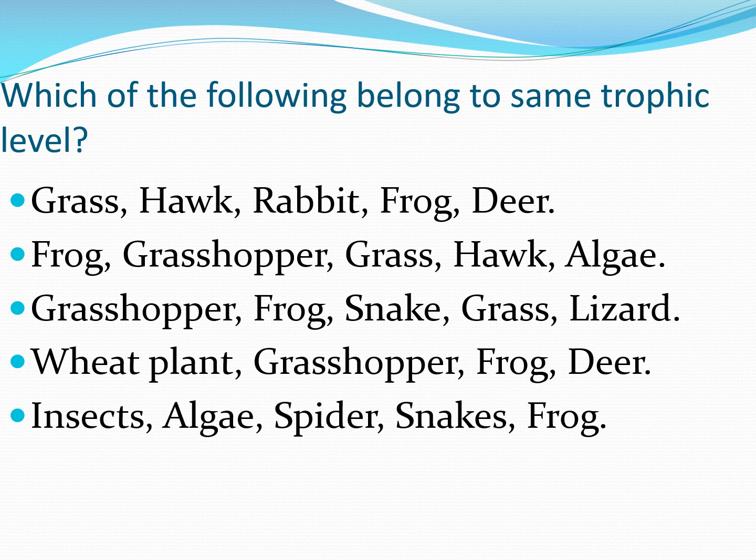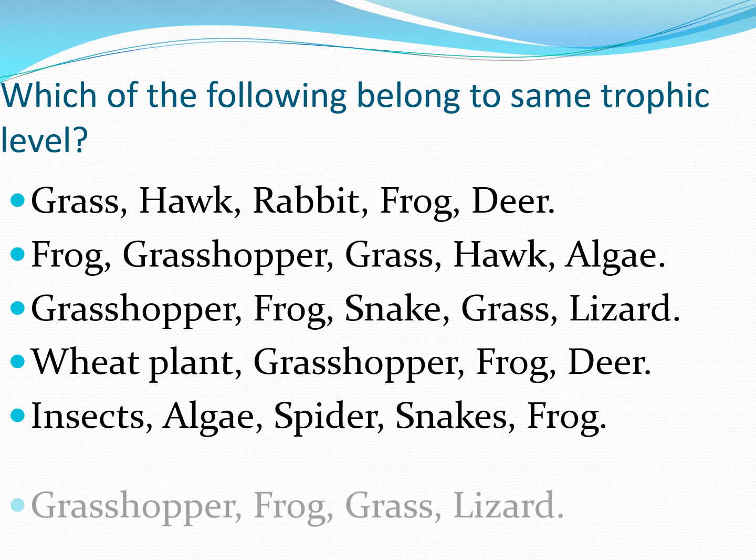Next, insects, algae, spider, snakes, frog. So here spider and frog are placed in secondary consumer level. Algae is the primary producer, then insects are the primary consumers. On insects, spider and frog are dependent, so they are secondary consumers, and snakes are tertiary consumers.